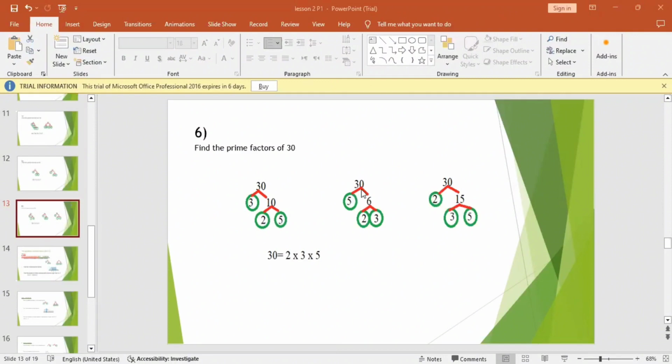Another method. 30, 5 times 6. 5 is a prime. Let's go to 6. I can get 6 by multiplying 2 times 3. 2, 3, 5 are prime factors.